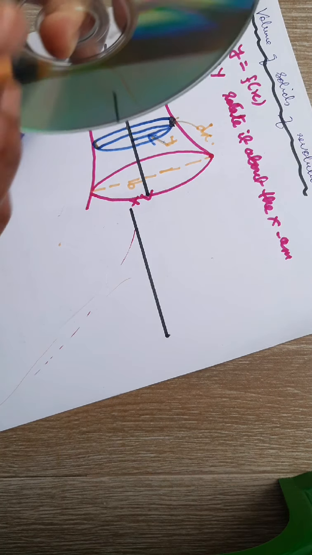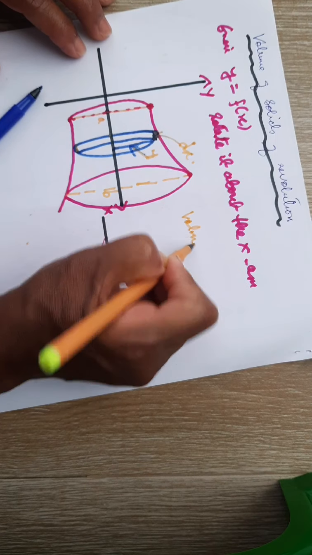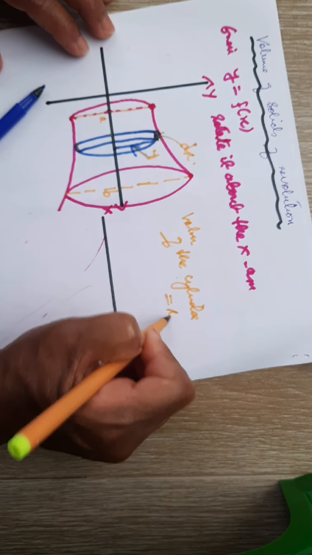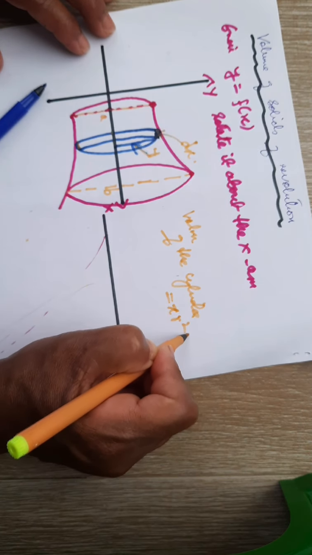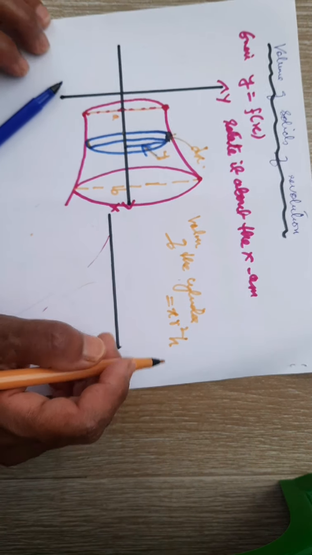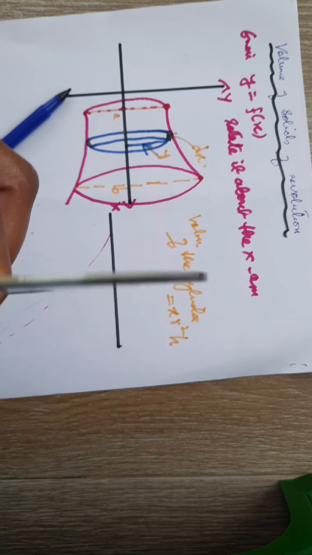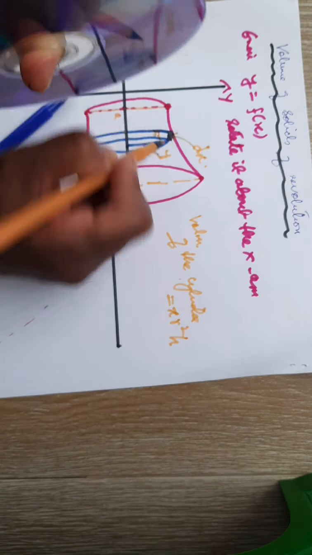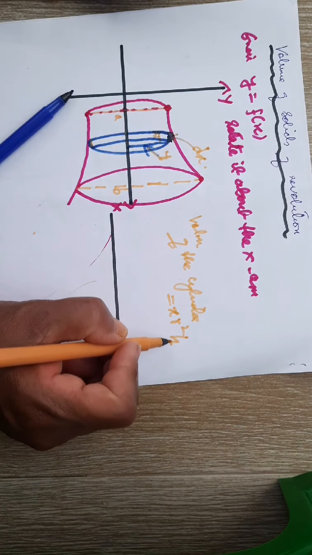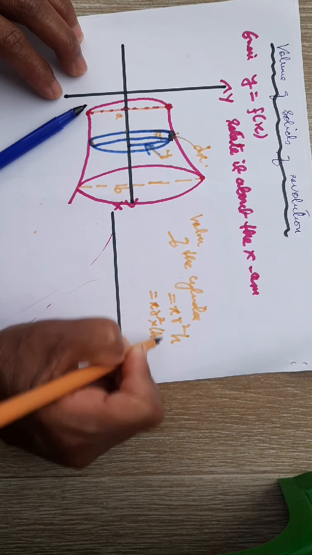Therefore we need to know what the volume of the cylinder is. As we all know, the volume of the cylinder is equal to pi r square into height, that is h, where h is the height of the cylinder. But in this case, since the height is very small, the thickness of the disc is very small, so instead of taking the height, we can take it as pi r square into the thickness.